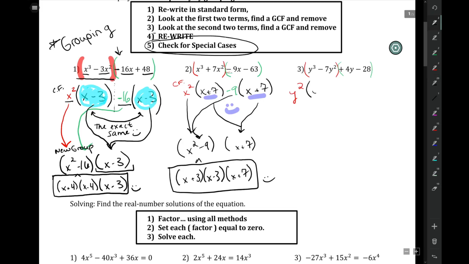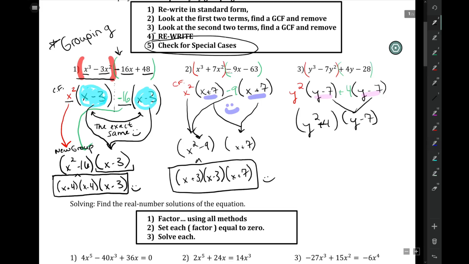Leaves us with y minus 7. Green team, we have a positive 4 in common. Leaves us with y minus 7. These are exactly the same, they become one group. And the y squared plus 4 becomes the other.